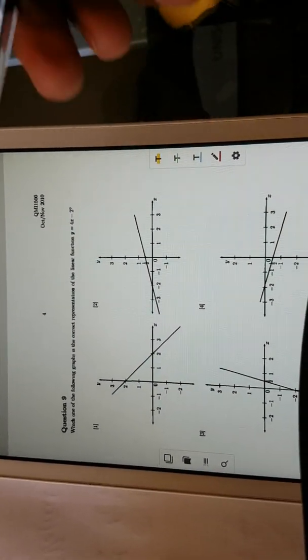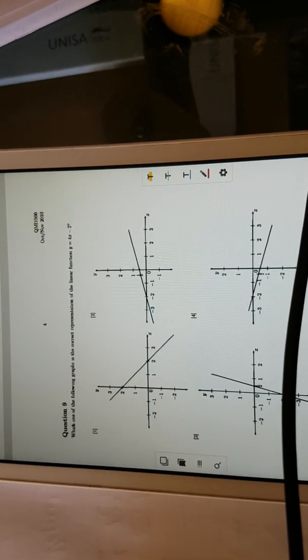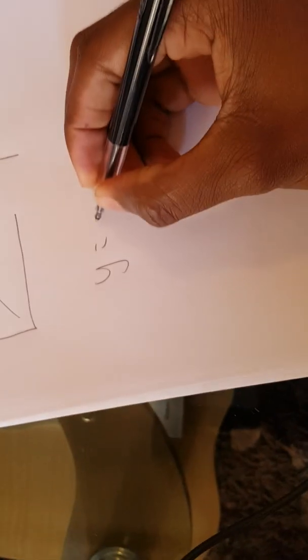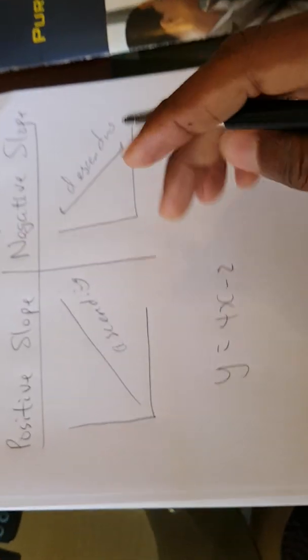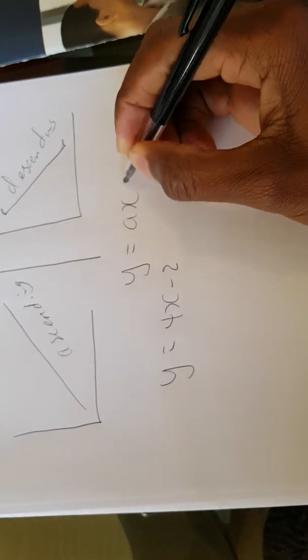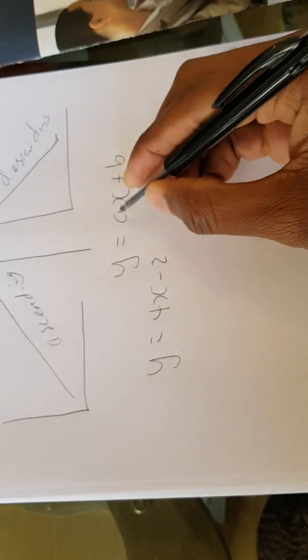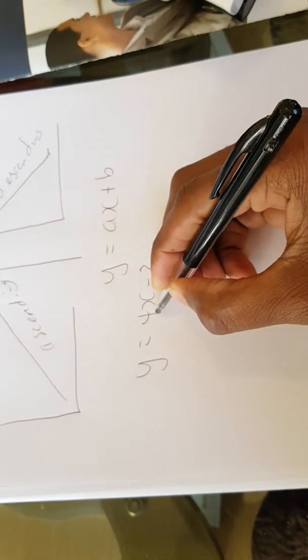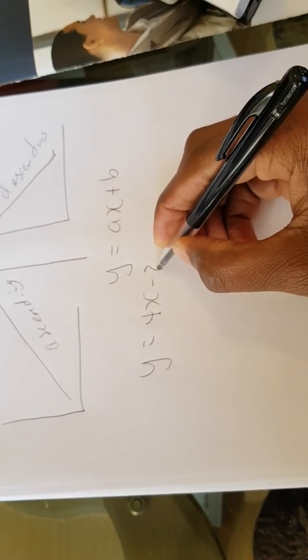They are asking which one of the following graphs is the correct representation of the linear function y equals 4x minus 2. Like I said, the equation says y equals ax plus b. So this is your a, and your a is positive, positive 4x. And this is your b. Your b determines the y-intercept.